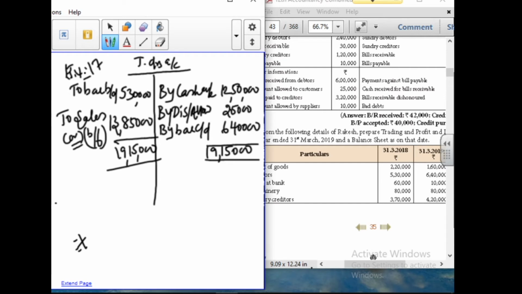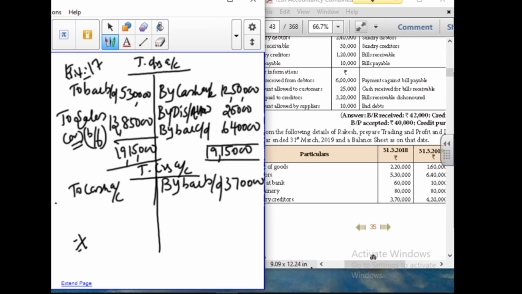Next, we are going to prepare the total creditors account. You know how to present this problem. You have to use both sides of the page of your accountancy sheet. That is, the creditors balance comes only under the credit side. So, balance brought down 3,70,000. Next, to cash, that is received from creditors to the cash account. Keep it in mind, you have to do everything by account.